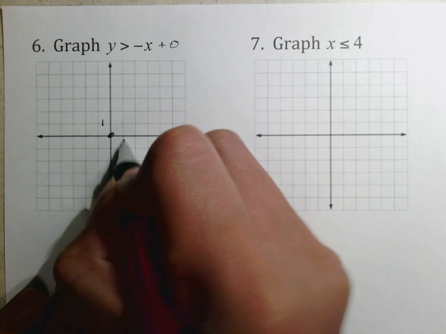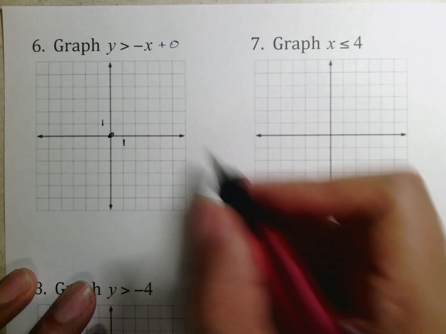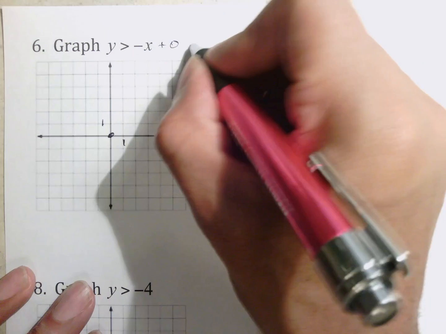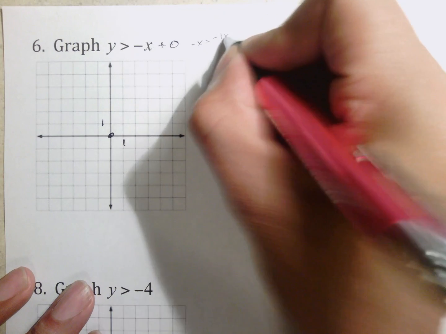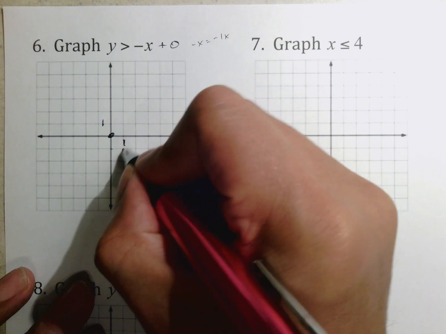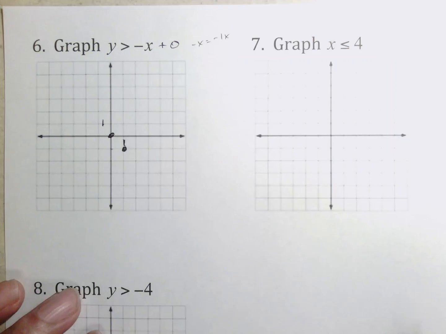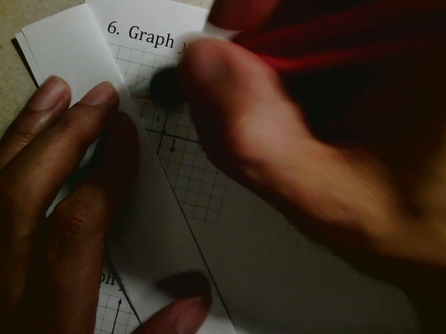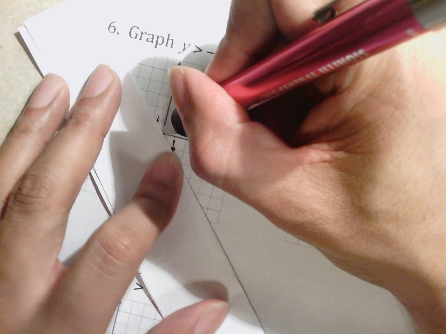Again, don't forget to label that you're counting by 1's. -x is the same as having -1x, which means your slope is -1. Slope of -1 means go down 1 over 1. And again, this is a dotted line or dashed line because there's no line under it. That is the kind of line that we will draw all the way across the region.